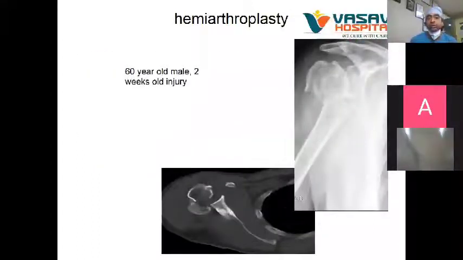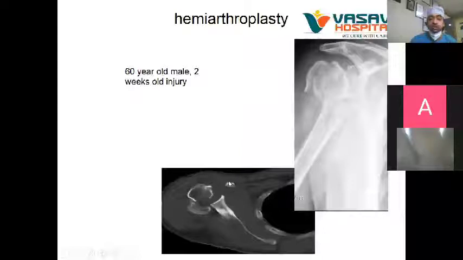So if you have a look at this fracture, this was a 60-year-old male, came to us after 2 weeks of the injury. This is the X-ray which shows a dislocated humeral head, and both the tuberosities are obviously fractured, and you can see the bone stock is not very good. And then we took a CT. You can see here there is an unreduced posterior dislocation, with the lesser tuberosity lying here and the greater tuberosity here. The glenoid obviously was unaffected.